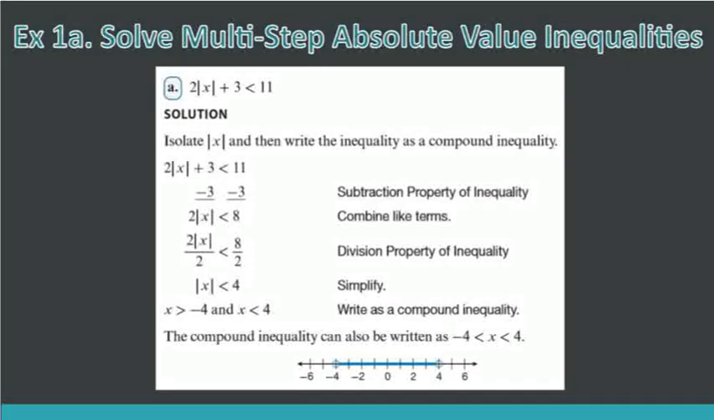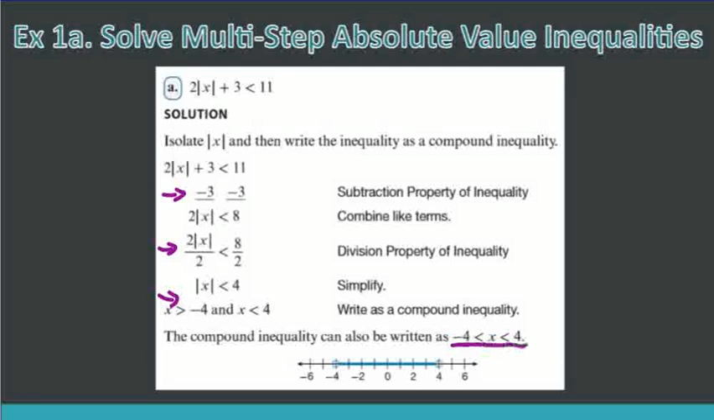Here, the example is worked out for you. You can see the steps that they have done first. First, they got the absolute value by itself by subtracting 3 on both sides. The second step they did was divide by 2 to get the absolute value of x completely by itself. And then the third step here, they took it out of the absolute value and made a compound inequality to get their answer of -4 is less than x, which is less than 4. And then finally, they graphed their answer.